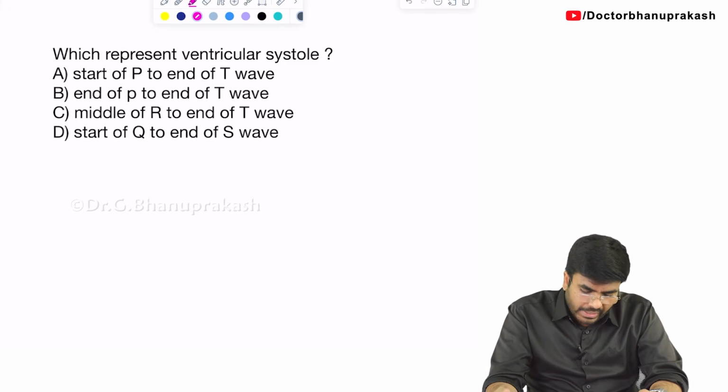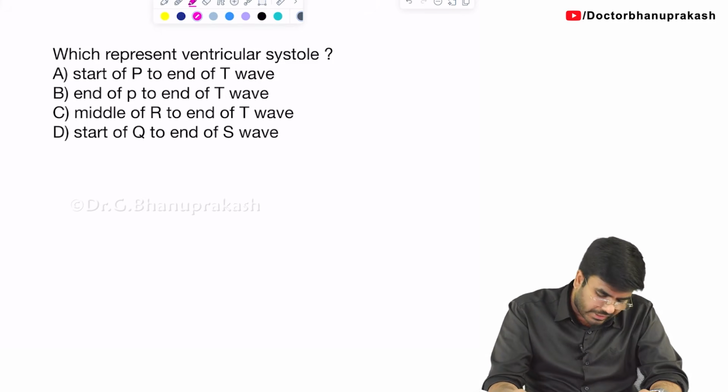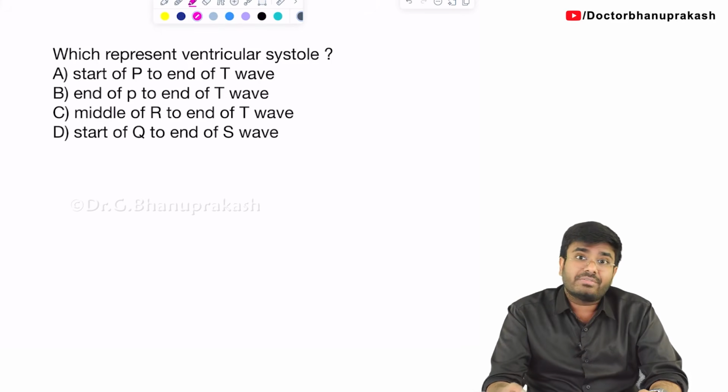Just look at the options. Starting from the P to end of the T, end of the P to end of the T wave, middle of the R to end of the T wave, starting of the Q to end of the S wave. What do you think is the answer? So, how to answer such questions?